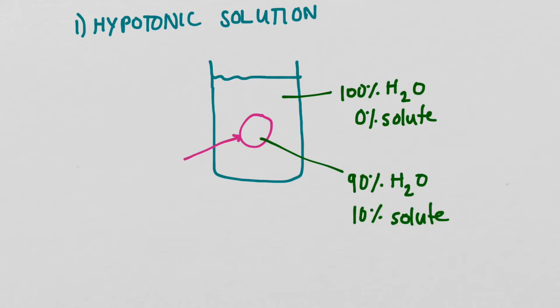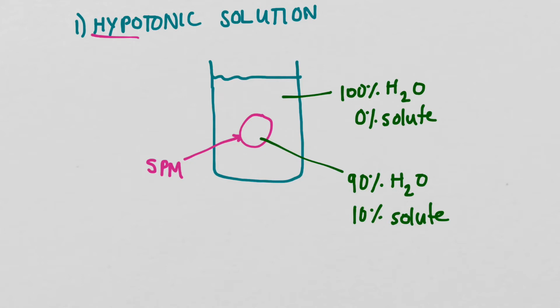And remember that this pink circle, this lining around the cell, is going to be the selectively permeable membrane, the plasma or cell membrane. And that means that we're going to have movement in and out of the pores of the plasma membrane. So this is a hypotonic solution because the cell is hanging out in an environment that is hypotonic to itself. So that means that we have a lower concentration of solutes than the cell itself.